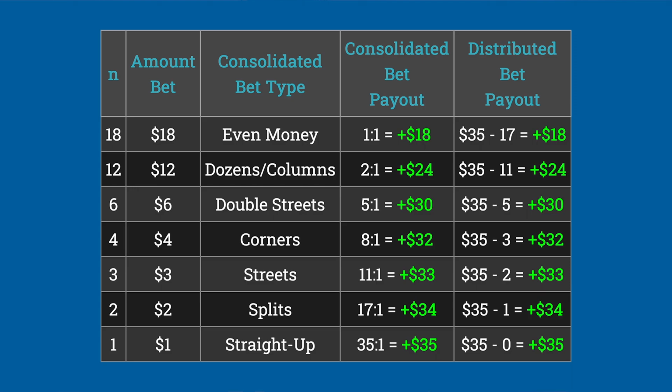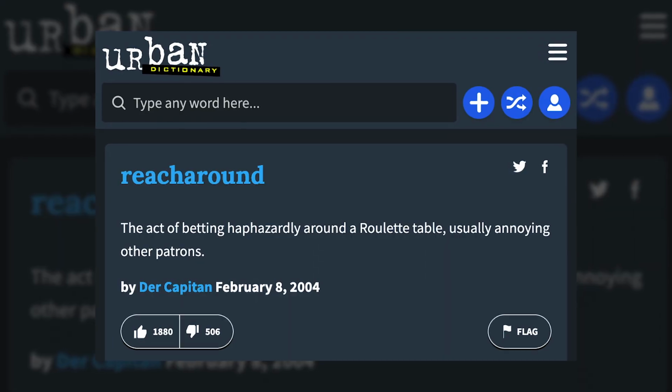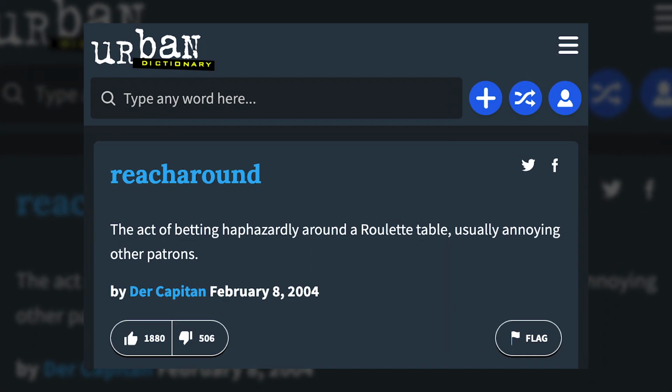So now that you're armed with this knowledge, what can you do with it? The best way to apply this knowledge in the real world is to consolidate your bets so you're not making as many bets at a time and you're not reaching awkwardly over other people. Remember, in roulette, the reach around is a bad thing. And you'd be surprised with how many people are not familiar with this concept. Even people who claim to be roulette veterans, you'll see them making a series of bets that can all be consolidated into one or two multi-number bets, saving them time, preventing betting mistakes, and obviously the awkwardness of reaching around other people.